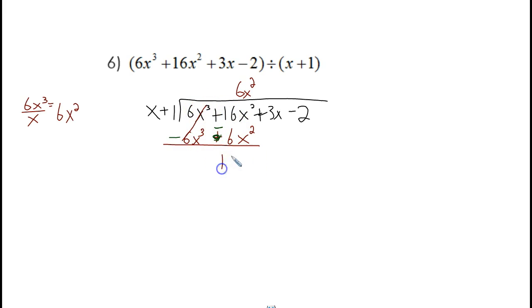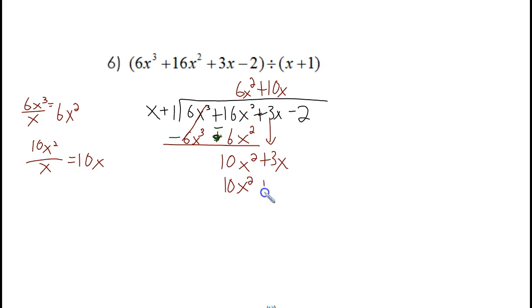16 minus 6 is 10. Bring down the next term. Start over again. x divides into 10x squared 10x times, so that's what I write up top, plus 10x. I multiply 10x times x plus 1. It's like distributing it to get 10x squared plus 10x. That's 10x times x goes here. 10x times 1 goes here.